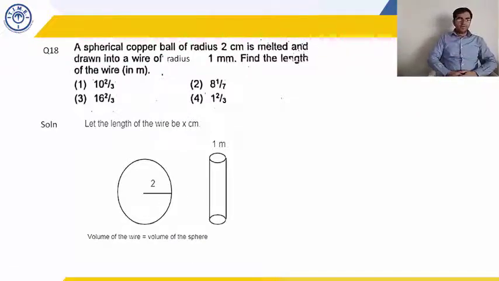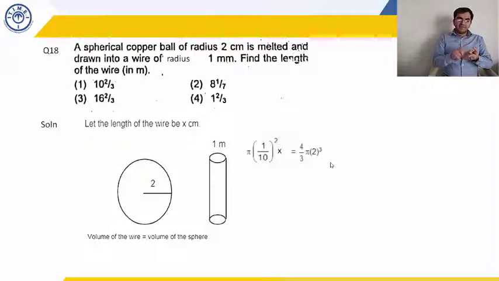What is the volume of a sphere? 4 by 3 pi r cube. That will become 4 by 3 pi into 2 cube. And what is the volume of a cylinder? Pi r square h, where r is given as 1 millimeter. Now, since I took 2 centimeters on the left hand side, the radius of the wire should also be in centimeters. 1 centimeter is equal to 10 millimeters. So 1 millimeter will be equal to 1 by 10 centimeters. So I get pi into 1 by 10 whole square into the length of the wire is equal to the volume of the sphere. That's all.